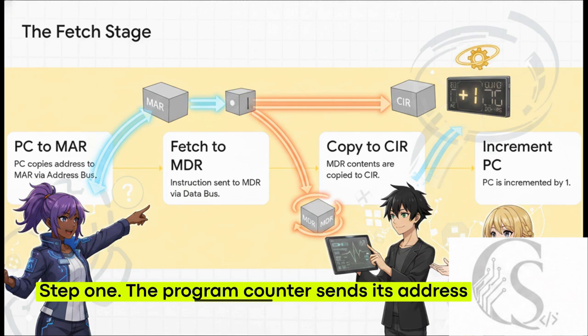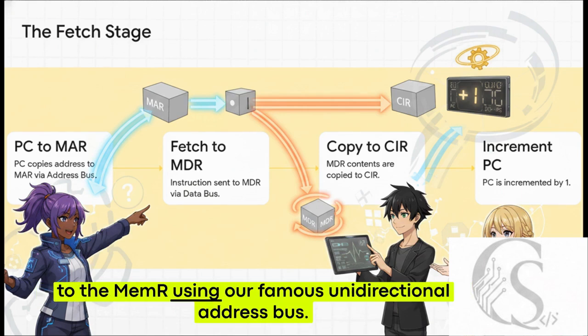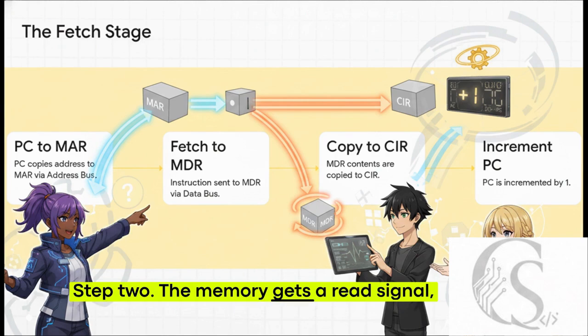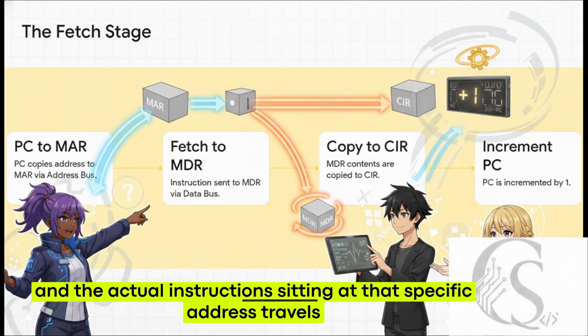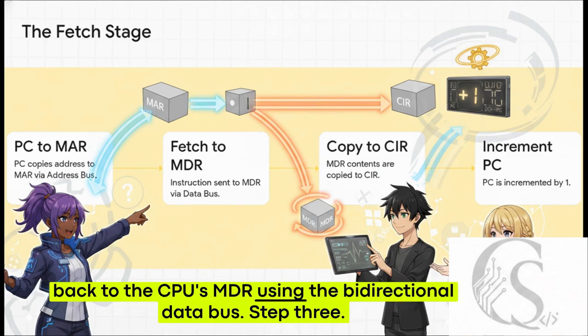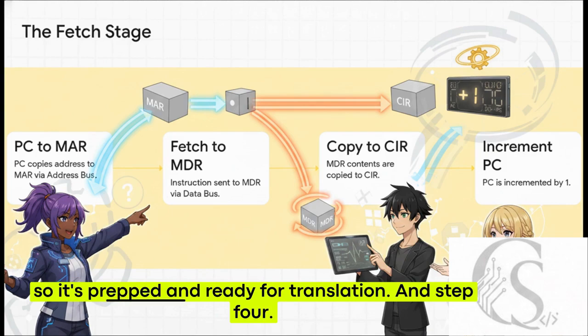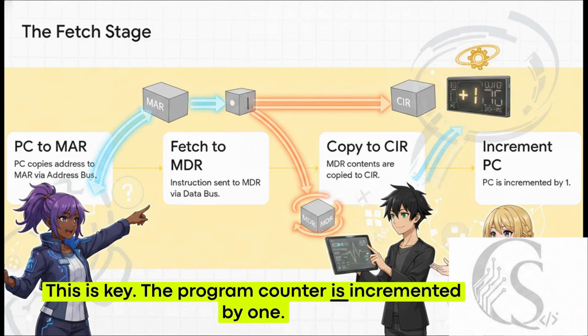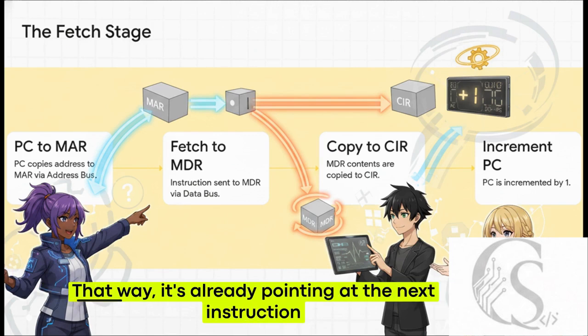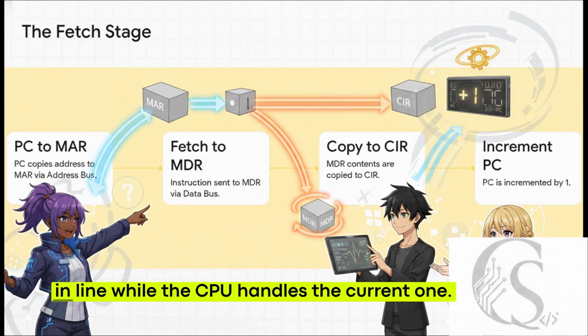Step 1, the program counter sends its address to the MAR using our famous unidirectional address bus. Step 2, the memory gets a read signal and the actual instruction sitting at that specific address travels back to the CPU's MDR using the bidirectional data bus. Step 3, the data is copied right into the current instruction register, so it's prepped and ready for translation. And step 4, this is key, the program counter is incremented by 1. That way, it's already pointing at the next instruction in line while the CPU handles the current one.